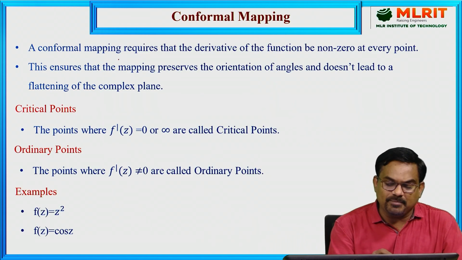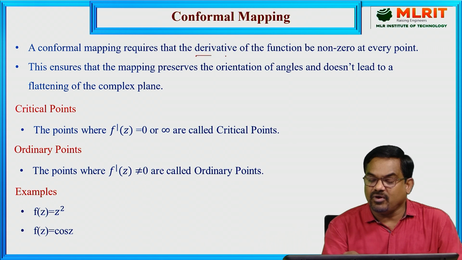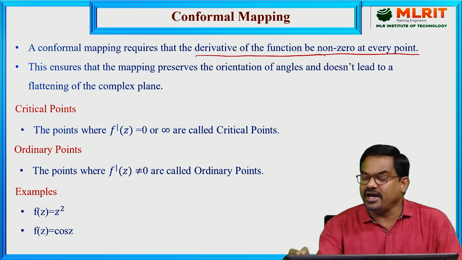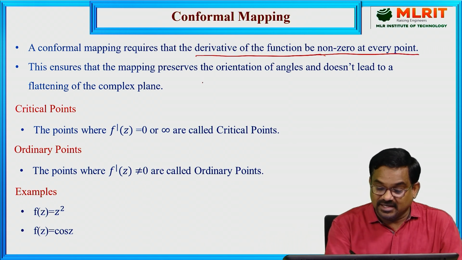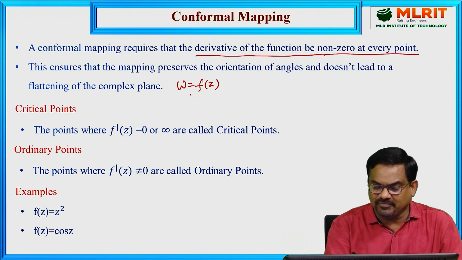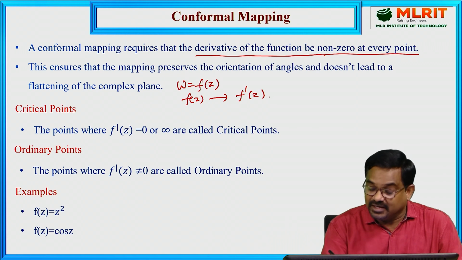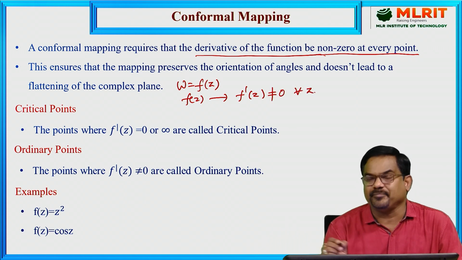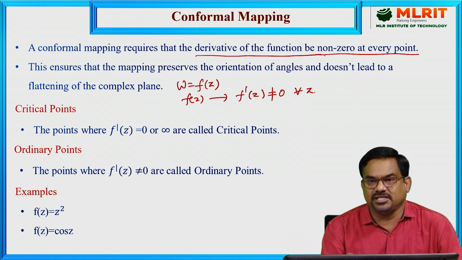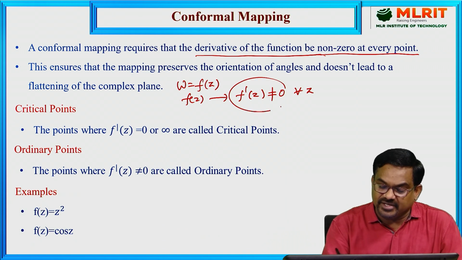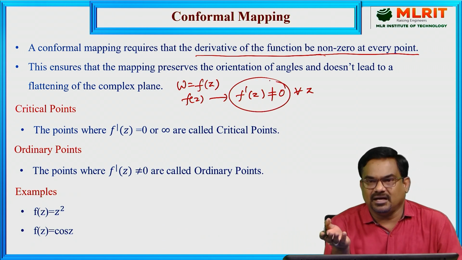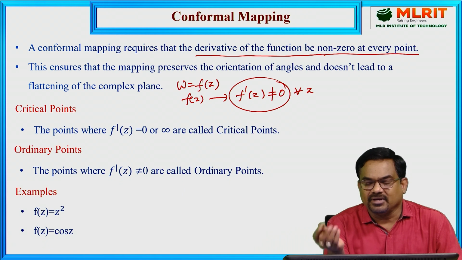A conformal mapping requires that the derivative of the function be non-zero at every point. That means if we have the function w equal to f of z, find its derivative f dash z. This f dash z must not be 0 for all z in the z plane. So if the derivative is not equal to 0, then the mapping is said to be conformal mapping.